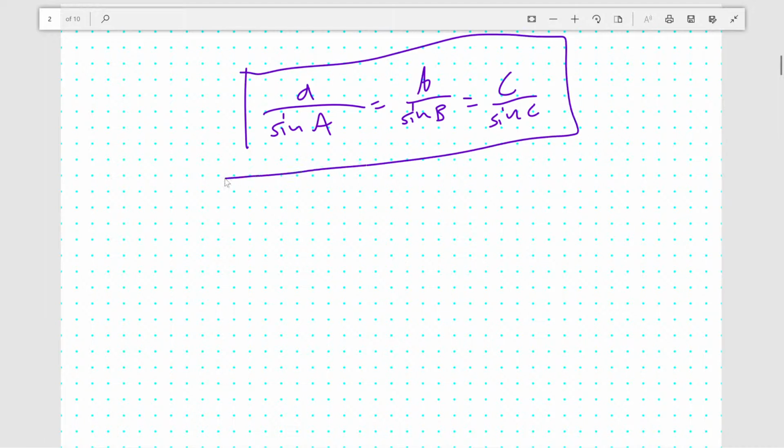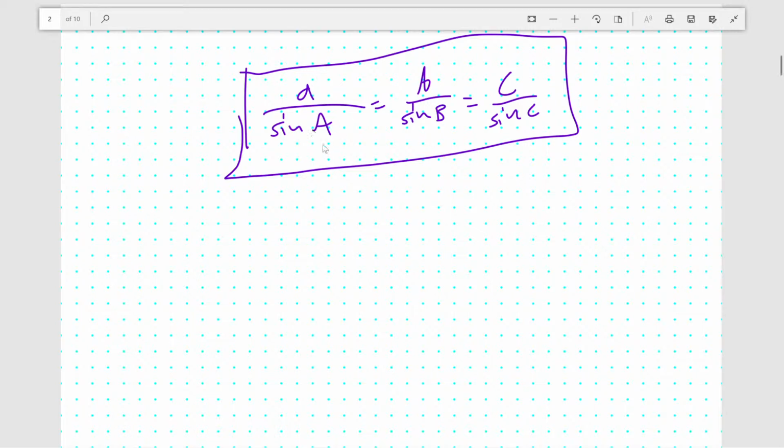So the sine rule basically means that a over sine a is equal to b over sine b is equal to c over sine c for every triangle. And the thing with the three equal signs is all of them are equal, so that means you can pick any two to be equal to each other and you can use that in isolation.